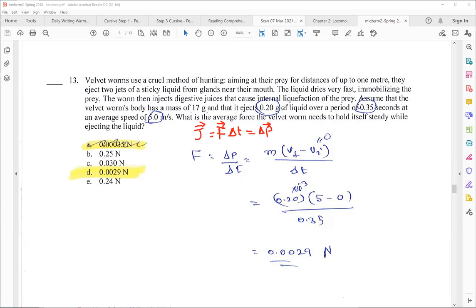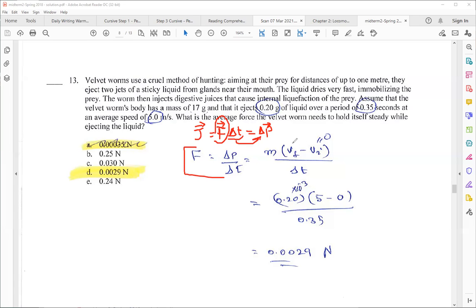Now, of course, the force acting on the system will be caused by this change of linear momentum after ejecting this liquid, which means the velvet worm would move backward as a result of ejecting this liquid. Now, to hold itself steady, we need to apply a force in the opposite direction, which will be the same magnitude anyways, but opposite in direction. So in terms of magnitude then, to find the force, all you need is divide delta P by delta T, and this is what we've done here.